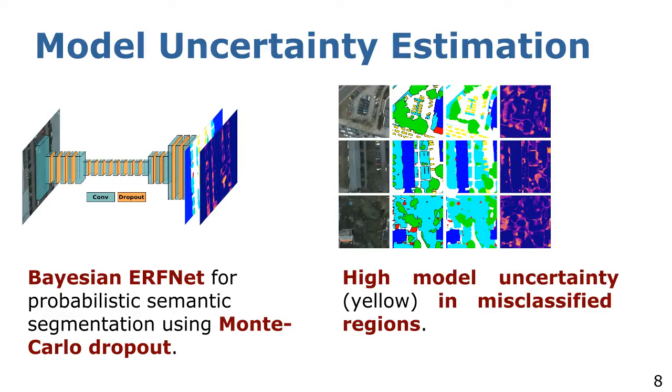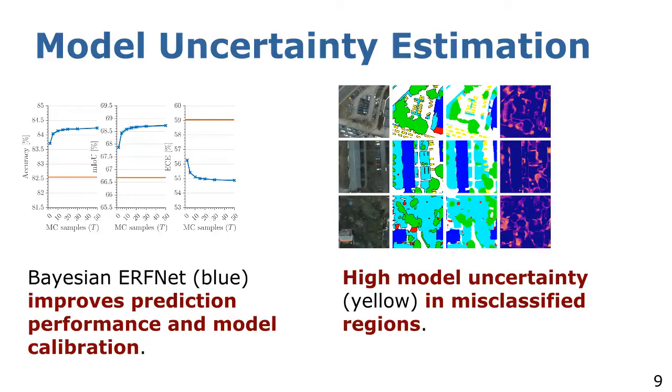On the right, one can see from left to right the input image, ground truth, predicted semantic labels, and the model uncertainties. The qualitative results with Bayesian ERFnet trained on the ISPRS Potsdam dataset show high model uncertainty in misclassified regions. On the left, we display our Bayesian ERFnet with varying Monte Carlo dropout samples at inference time in blue compared against a non-Bayesian ERFnet in orange on the ISPRS Potsdam dataset. For 50 Monte Carlo samples, the Bayesian ERFnet improves mean IOU by 3.1% and reduces the expected calibration error by 7.6%.